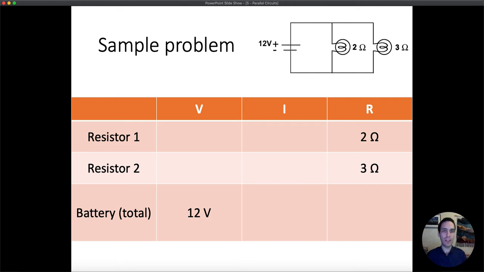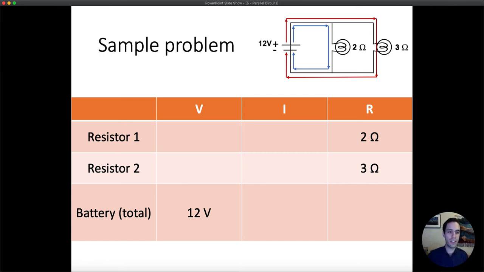Here is a parallel circuit. We have a 12-volt battery and two resistors, a 2 ohm resistor and a 3 ohm resistor wired in parallel. We have blue current. We can show the blue current running through the 2 ohm light bulb and a different path for current running through the 3 ohm light bulb. Here's how we solve this problem.